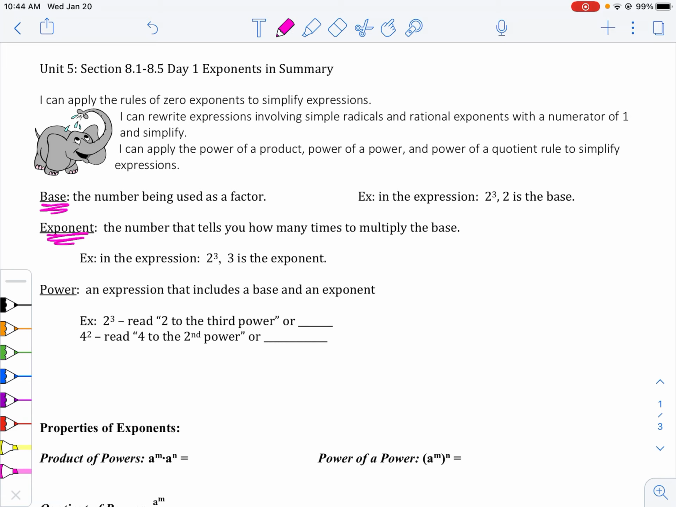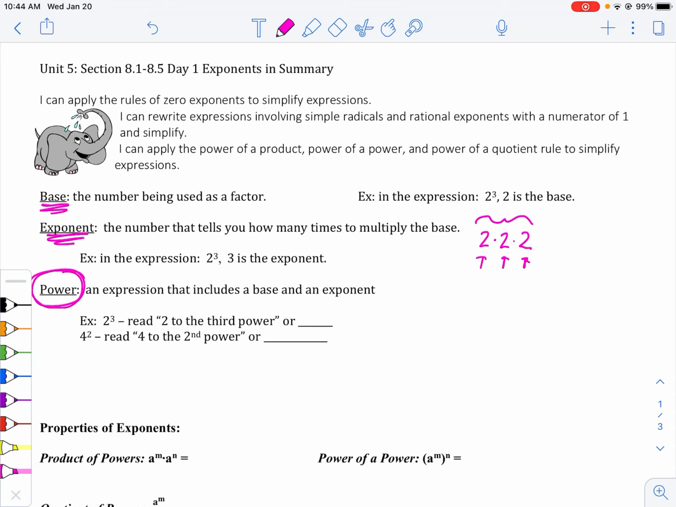And what 2 to the third means is 2 times 2 times 2. The 2's are the factor, and they're happening 3 times because of the exponent. All right, and then the next vocab word is that of a power. A power is an expression that includes a base and an exponent, so it's the whole expression.